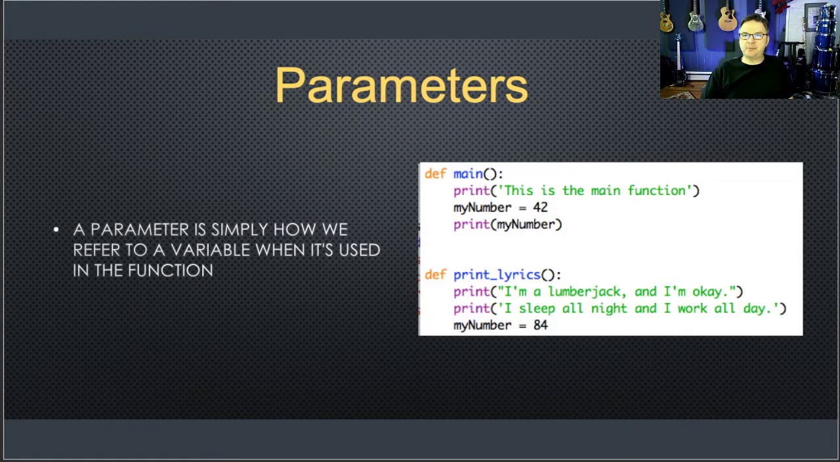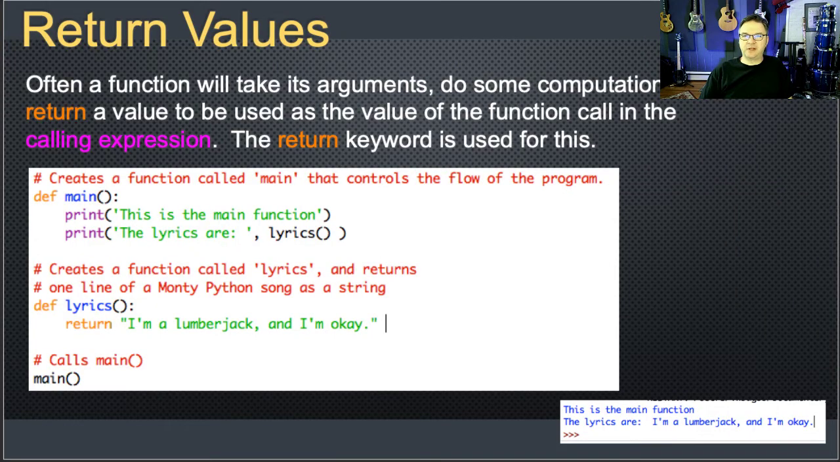So here's an example. Here's an argument. Let me change colors. This argument gets passed to print. And then this assignment happens here. So what happens is I print, this is the main function. I assign 42 to the variable myNumber. I then pass the variable myNumber to print, and print prints it out. Easy. All right. Returns. Now we're going to get a little bit deeper into things.